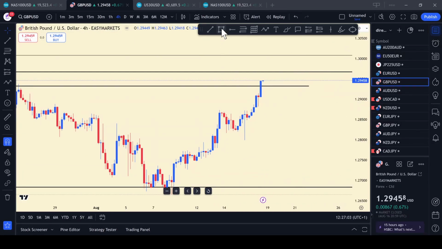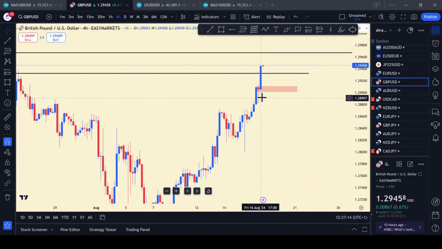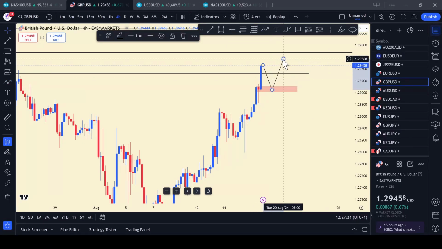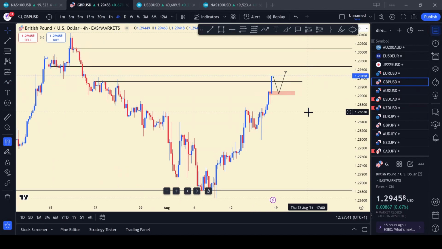So first of all, I'll be interested in this level here. We have opening price, two opening price. So that's why I mark it like a zone. But one of them is my key level, but I will not disclose them here. So I will expect something like this to the upside. All right.